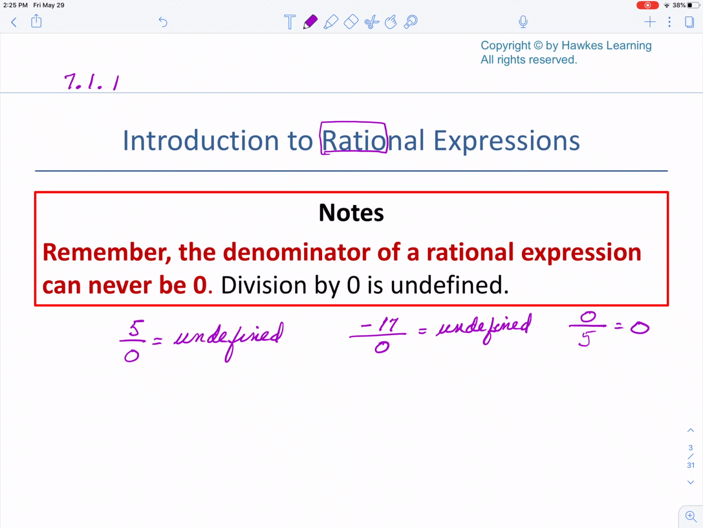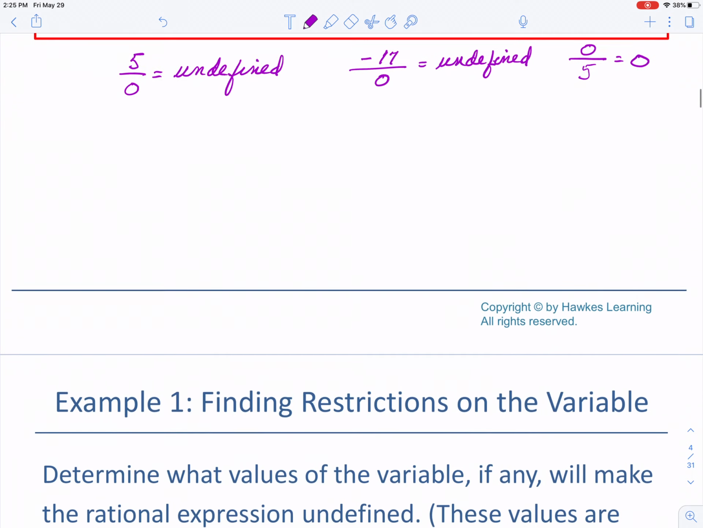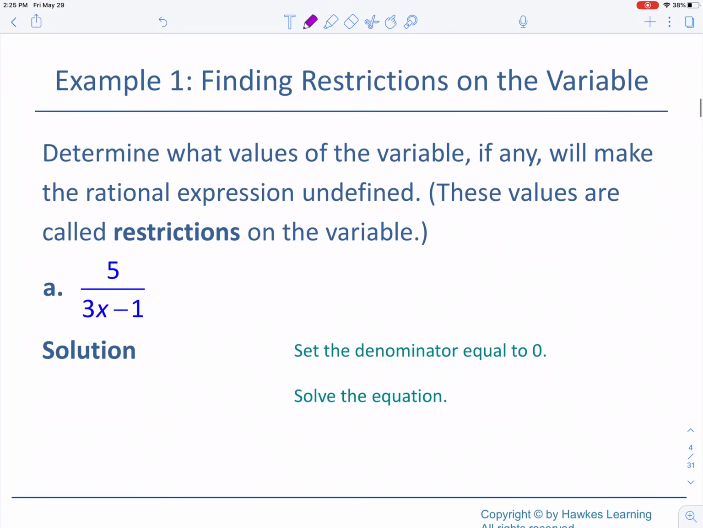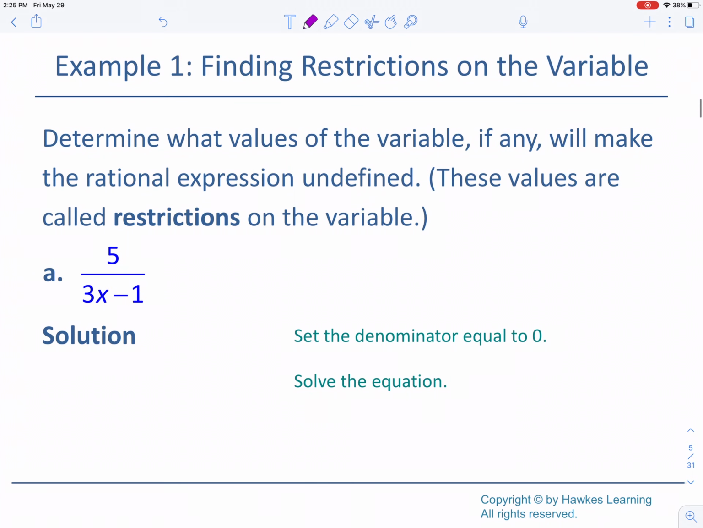So keep that division by 0 is undefined in your mind, because that's the first thing we're going to be looking at. When you're working with algebraic expressions that are rational in form, you may end up having a variable in the denominator, as you do in this first one, 5 over the denominator 3x minus 1. So we need to determine what value for x would cause that denominator to equal 0. So that becomes step number 1.